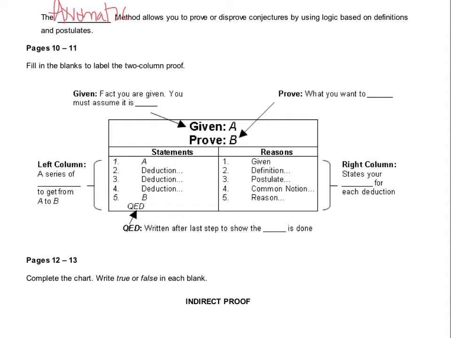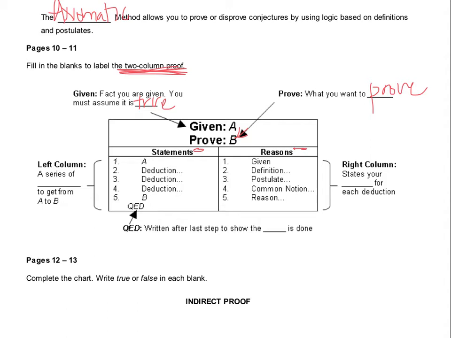When we write proofs, this is what they look like. This is called a 2-column proof. That is a definition of a 2-column proof. On the left side, you have statements, which are the things you're claiming to be true. And on the right side, you have the reasons, or how you know that they're true. The first thing you have, though, is what your given is. And the given is the fact that you're given. You must assume that it's true. And then what you list here, the prove part, is what you want to prove to be true.